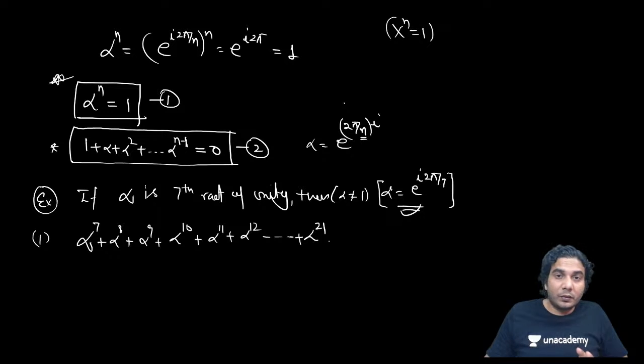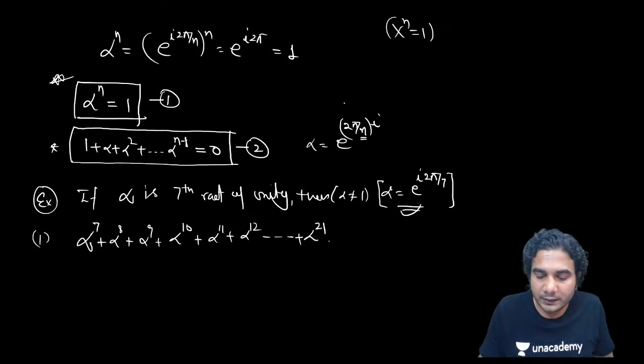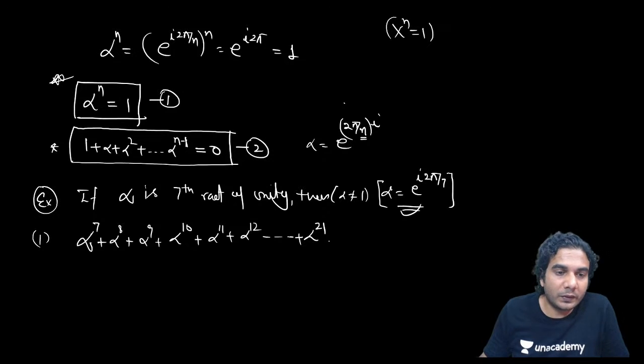So alpha is 7th root of unity other than 1, or you can write alpha is equal to e raised to i 2 pi by 7. So that's sufficient to notice that it is 7th root of unity. Because it is 7th root of unity, you can reduce the powers using alpha raised to 7 is equal to 1. So this alpha raised to 7 is basically 1, right? Then alpha raised to 8 is alpha, or you can find the sum of this GP.